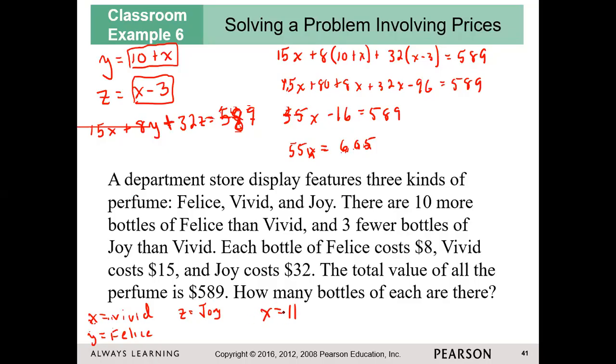And now that we know that there are 11 bottles of Vivid, we can do the rest of these problems. So that means that Y, which is the Felice, there will be 21 of those bottles. And last but not least, there are 8 bottles of Joy, because 11 bottles minus 3 will be 8. So what started off as a pretty difficult problem, I think I had more technical difficulties than actual difficulties of doing the problem. But yes, we've got 11 bottles of Vivid, 21 bottles of Felice, and 8 bottles of Joy. And I'm glad that I get to stop saying those ridiculous names.